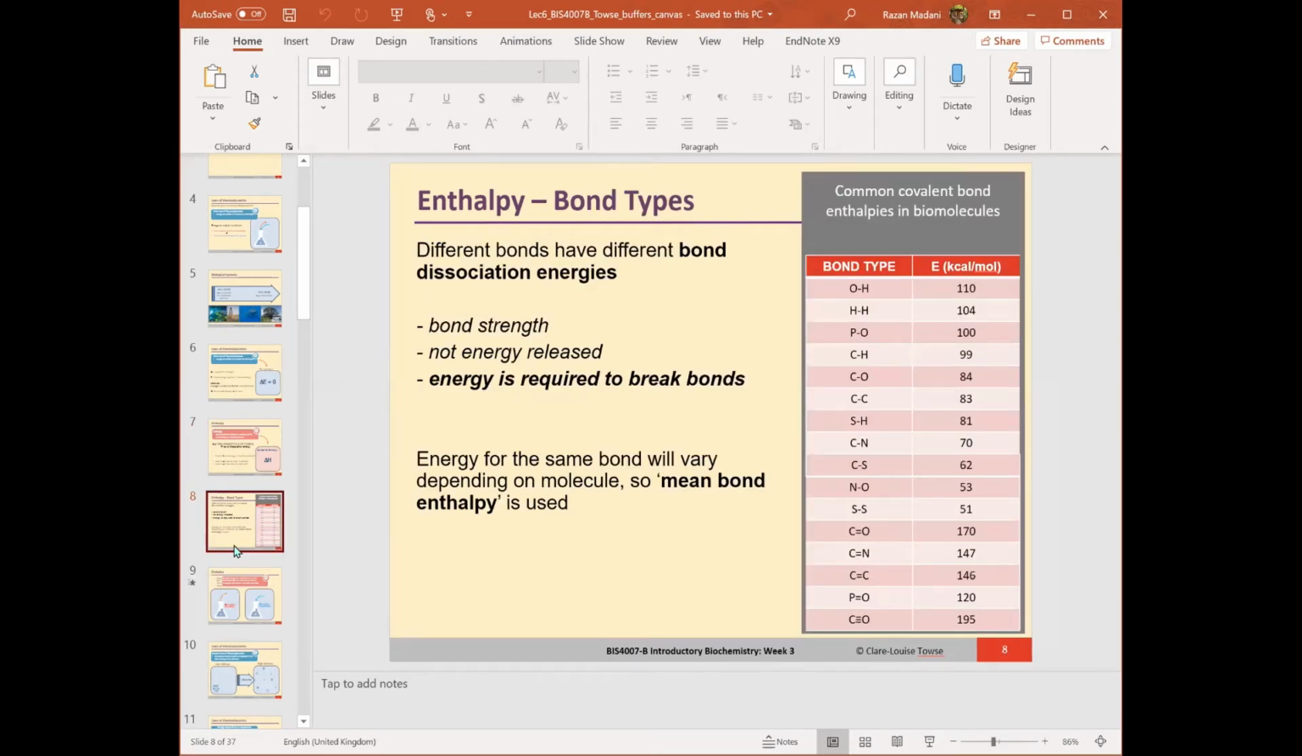So then we have enthalpy and bond types. Each bond will have a certain energy inside it, so you require something to break it. For example, if you had 10 sticks together, you require more energy to break them, right? And these bonds will have similar energies. For example, you see the double bonds down here at the bottom, or the triple bonds, they will have higher energy required to break them.